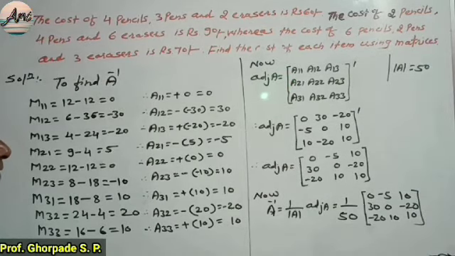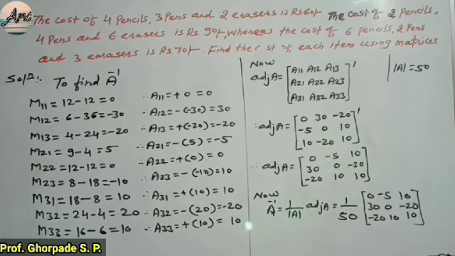Adjoint of A is what? The transpose of the matrix consisting of the cofactors. That is adjoint of A. So 0, 30, minus 20, minus 5, 0, 10, and 10, minus 20, 10. Take the transpose. Rows are converted into columns. 0, 30, minus 20; minus 5, 0, 10; 10, minus 20, 10.